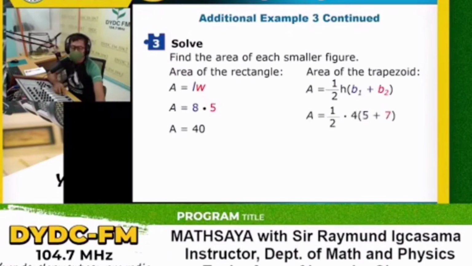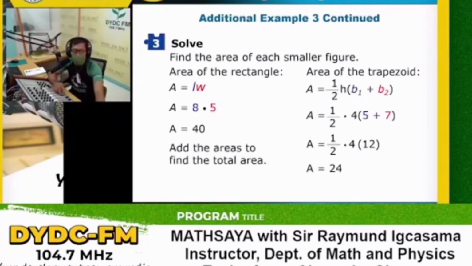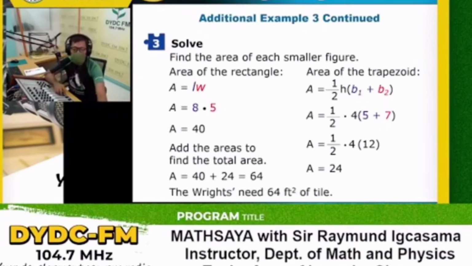So that's 1/2 times the quantity 4. We have, first base is 5, and the second base is 7. So get the sum, 5 plus 7, that's 12. You multiply that one by 4. So 4 times 12, and then half of it is equal to 24. Okay? And then add the areas to find the total area. So 40 plus 24, that's 64, meaning the Rights need 64 square feet of tiles.